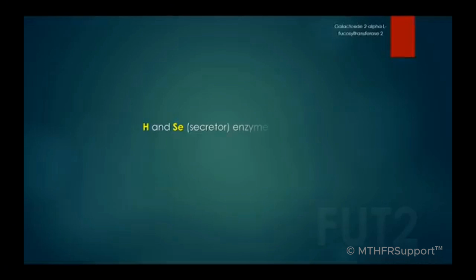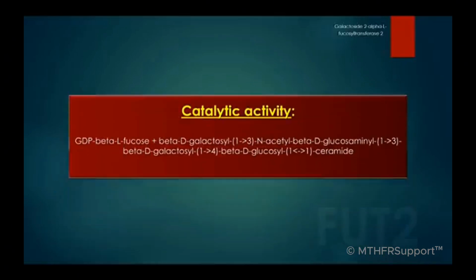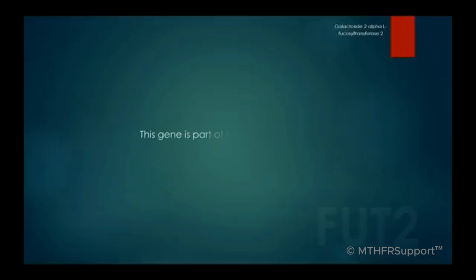Secretor enzymes H and SE fucosylate the same acceptor substrates but exhibit different Km values. The catalytic activity for FUT is GDP beta-L-fucose plus beta-D-galactosyl 1-3 N-acetyl beta-D-glucosamino 1-3 beta-D-galactosyl 1-4 beta-D-glucosyl 1-1 ceramide. This gene is part of the protein modification, protein glycosylation pathway.